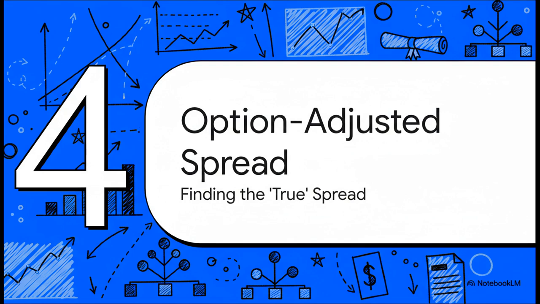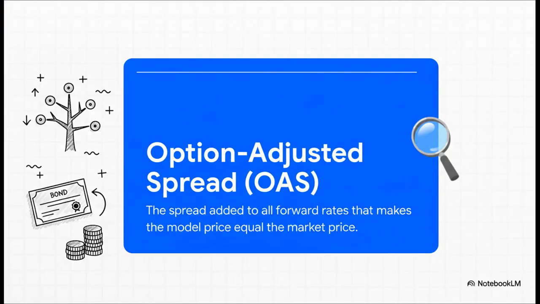Okay, so we've figured out how to get a value for the bond using the tree. Now let's introduce a really powerful metric that helps us compare these things, the option adjusted spread, or OAS. So what exactly is the OAS? Think of it like this. You have your interest rate tree, and you have the actual price the bond is trading for in the market.